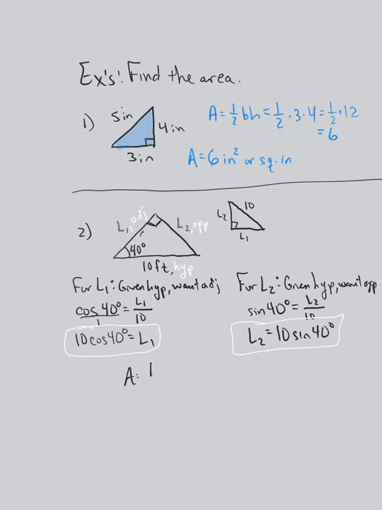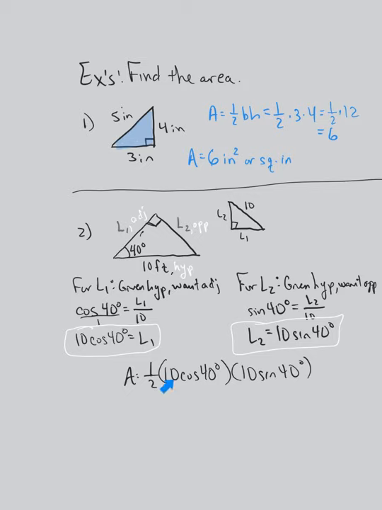The area is 1/2 base times height, but those two legs, L1 and L2, are the base and the height. So I get 1/2 times 10 cosine of 40 degrees, okay, like that, and then 10 sine of 40 degrees. All right, we could do a little bit more here. So make sure you realize just the numbers that are outside of the trig functions.